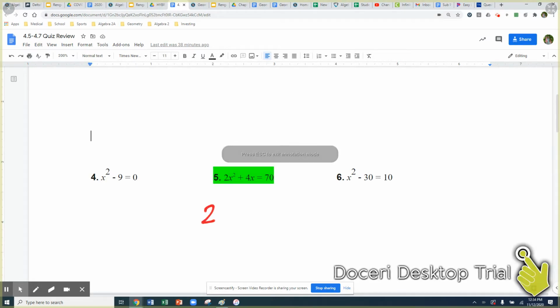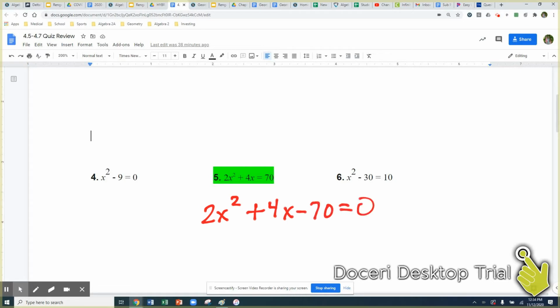So we'll take this 2x squared plus 4x minus 70 equal to 0. You're going to rewrite it, set it equal to 0 if you need to. Rewrite it, or you can just do it in your head and start putting it into your y equals. That's kind of up to you.